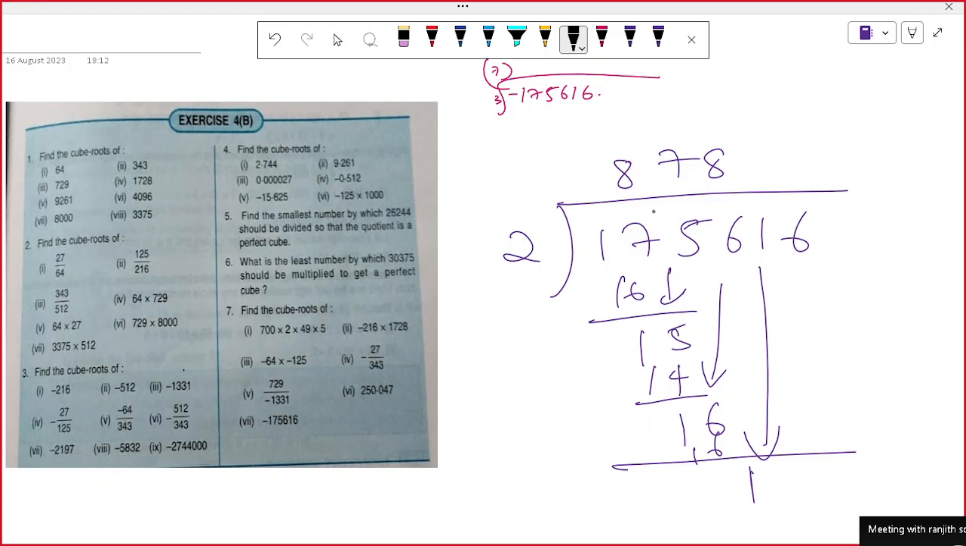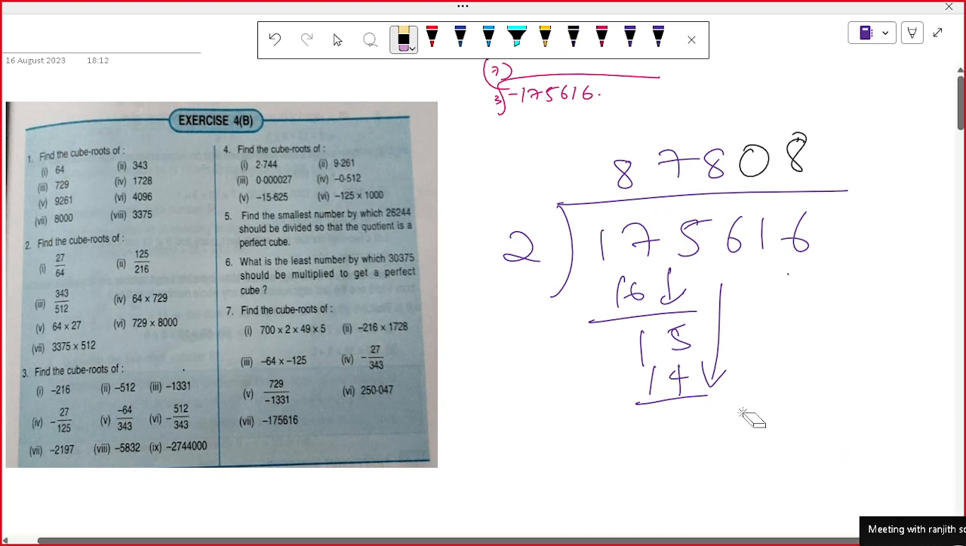Is it divisible by 2? No, sir. Then you have to bring down another number. Before bringing this down, you have to add 0 in the quotient. So what do you get? Two eights are 16, sir. 8780. So it is 87808, not 8788. Fine. Yes, sir.